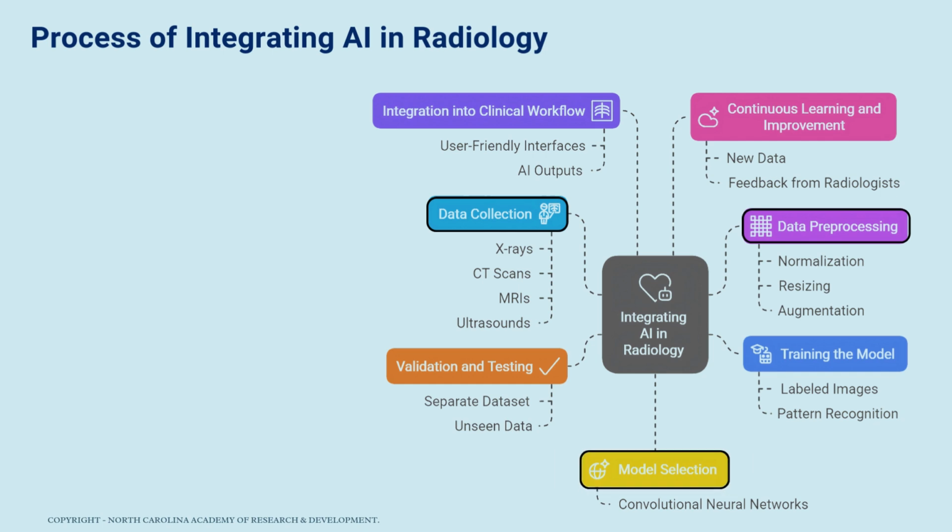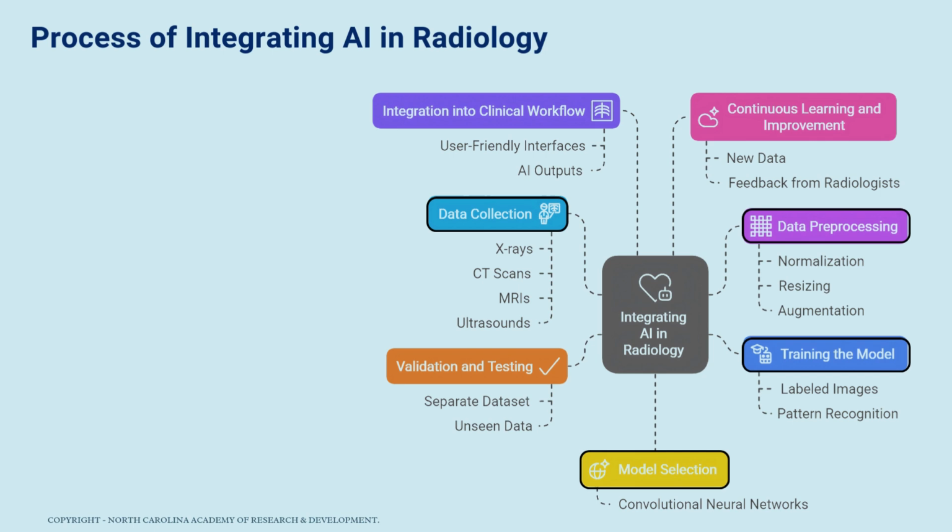Now it's time to choose the brain behind the system, the AI model. For medical imaging, we often use convolutional neural networks, or CNNs. These models are great at spotting visual patterns, just like our human eyes, but faster and with incredible consistency. Once the model is ready, it's fed thousands of labeled images. Each image teaches the AI what to look for: signs of pneumonia, fractures, tumors, and more. With every example, the AI becomes smarter, learning to detect what even trained eyes might miss.